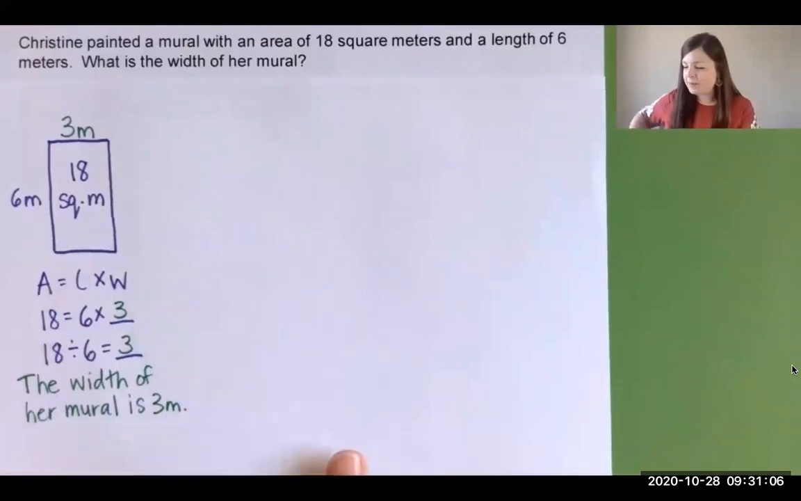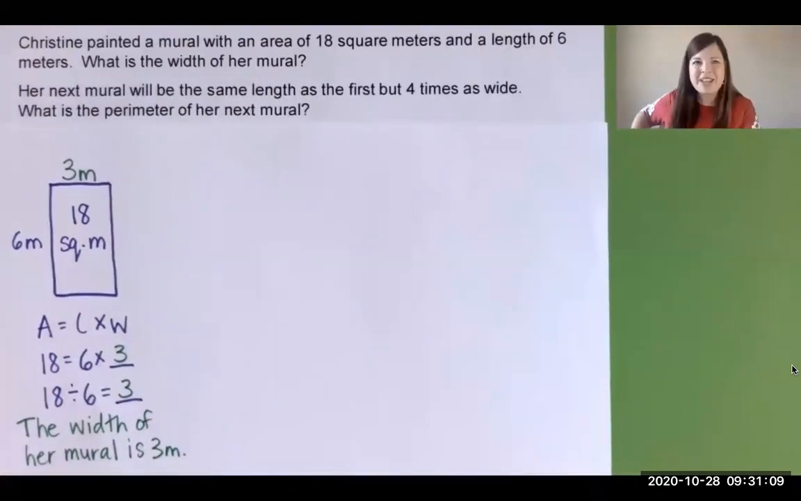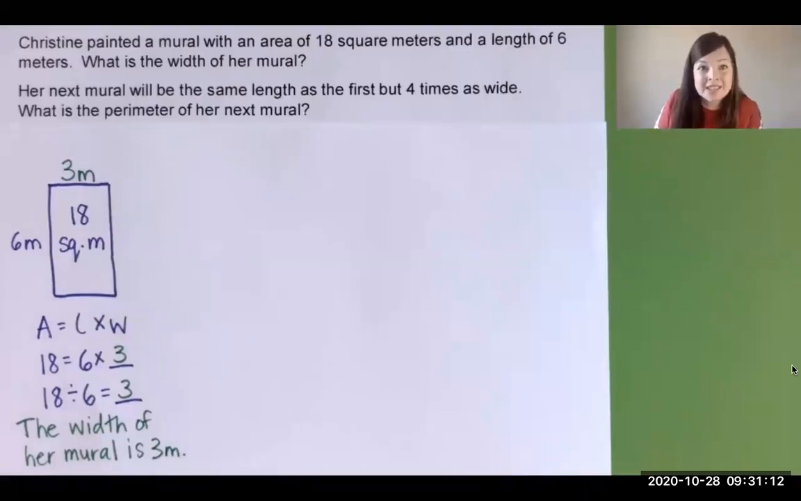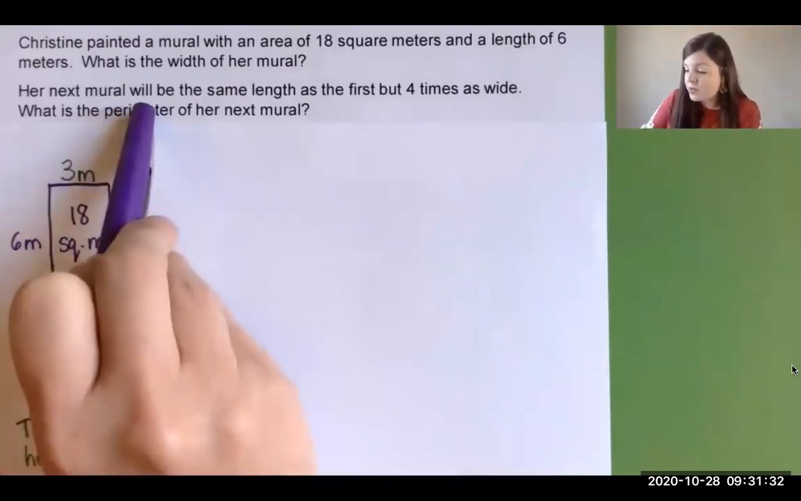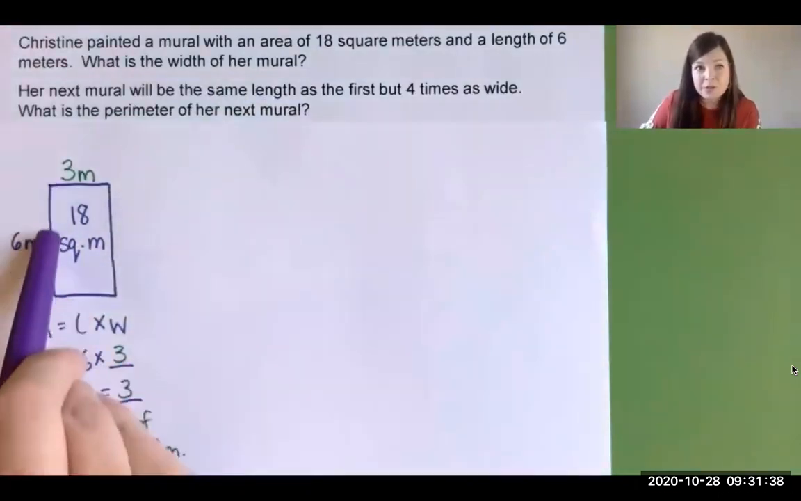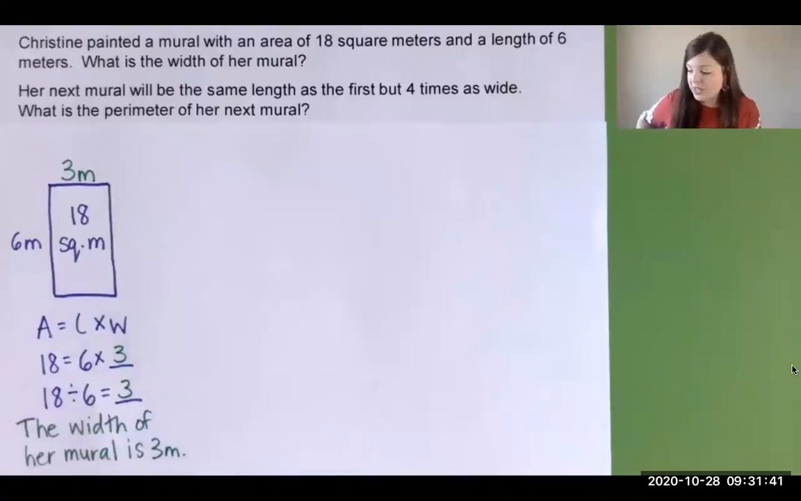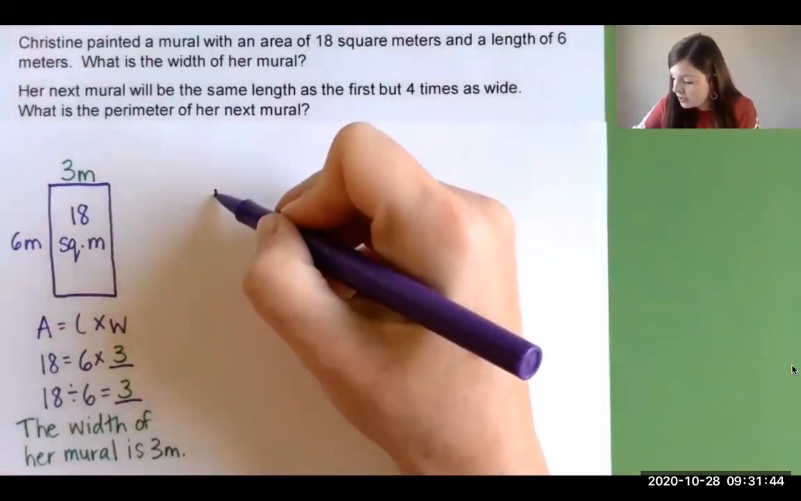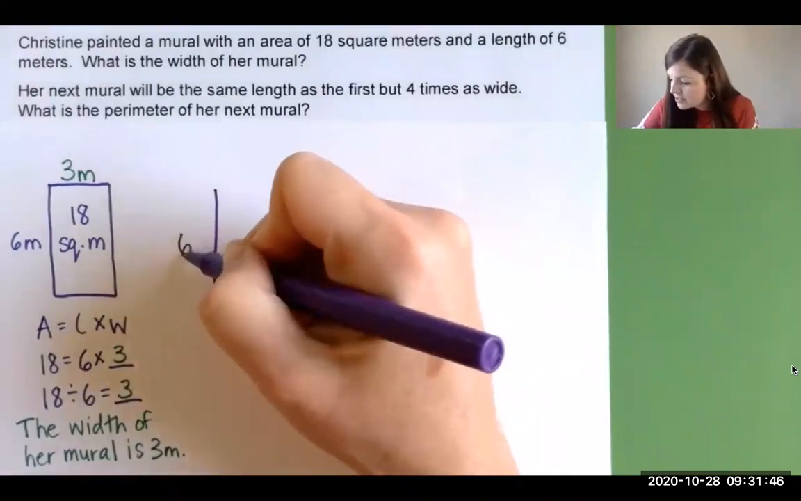Now let's read this next part. Ready? Read. Her next mural will be the same length as the first, but 4 times as wide. What is the perimeter of her next mural? Now, using these dimensions, let's draw a rectangle to represent Christine's next mural. We can start with the side that we know. It says her next mural will be the same length as the first. Well, we know that the first mural, the length was 6 meters. So we can start with that. So let's draw a length of 6 meters.